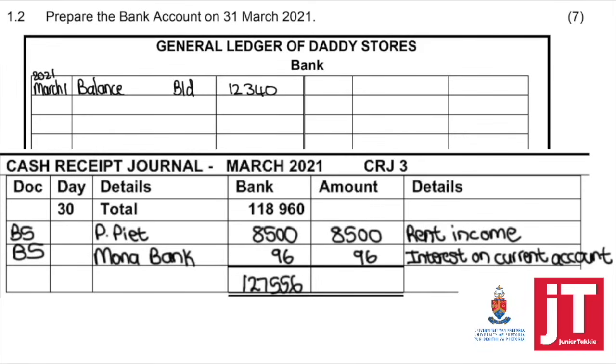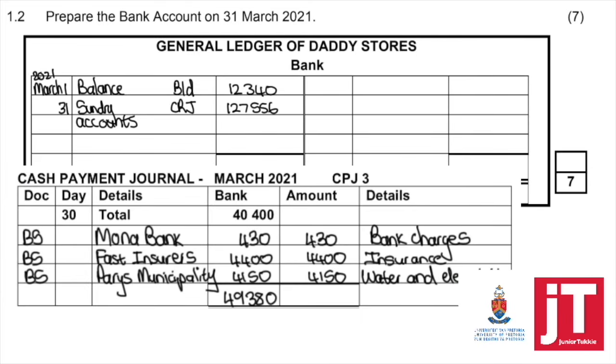We now need to take our updated cash receipts journal, the total, to the bank account. Always remember, bank is always debited from the cash receipts journal. Make sure that you use your total, 127,556. From the cash payment journal, bank is always credited. Again, make sure that you use your total that you've calculated in your cash payment journal, 49,380. So on the credit side, we're going to have sundry accounts from the CPJ, 49,380.